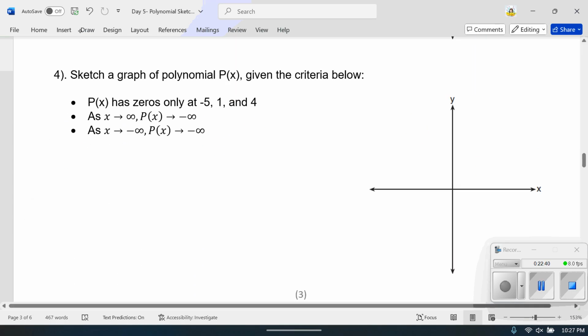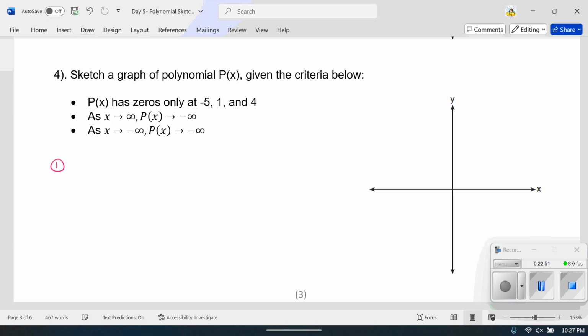And then we have this guy. This one's tricky. It says sketch a graph of polynomial p given the criteria below. So it's giving us 3 zeros. We have x equals negative 5, x equals 1, x equals 4. I'm going to put that on there. Now, it's also telling you it only has zeros at these 3 values, so there are no other x-intercepts that you can account for.